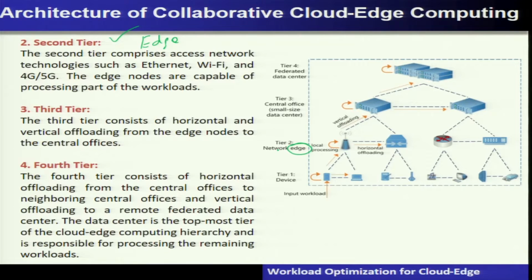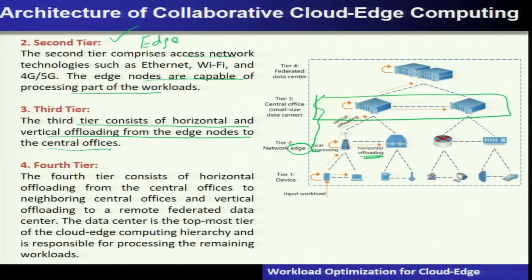Now, the second tier is called the edge. The network edge, or the edge nodes, form the second tier and comprise the access network technologies, and these edge nodes are capable of processing part of the workloads. Therefore, horizontal offloading is also possible at the network edge or the edge nodes. Edge also contains a little amount of compute, or it is a micro data center. The third tier consists of horizontal and vertical offloading from the edge node to the central offices.